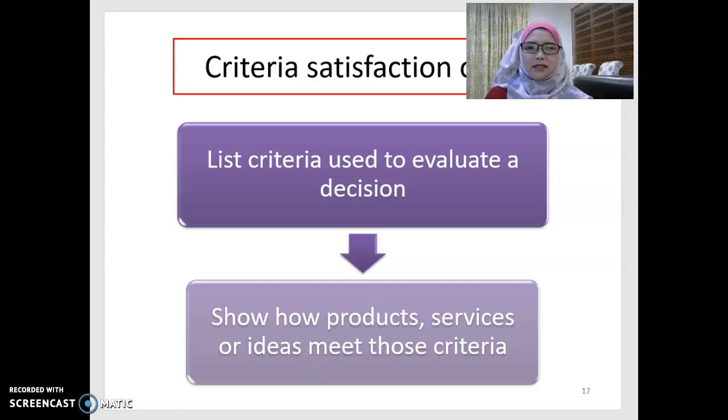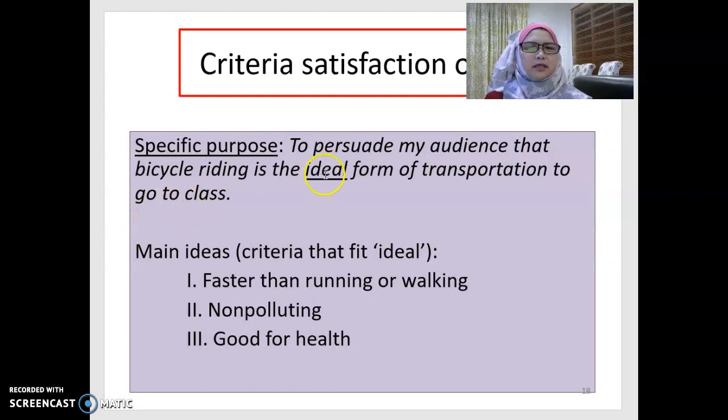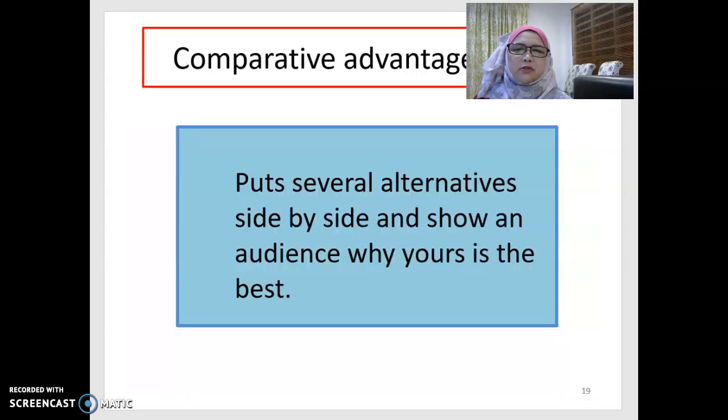Okay, let's look at the example here. The example is to persuade my audience that bicycle riding is the ideal form of transportation to go to class. So the criteria that fit: faster than running or walking, definitely. It is non-polluting, it doesn't run on gas, and it is good for health. So these are the criteria. Okay, we've covered three, one more.